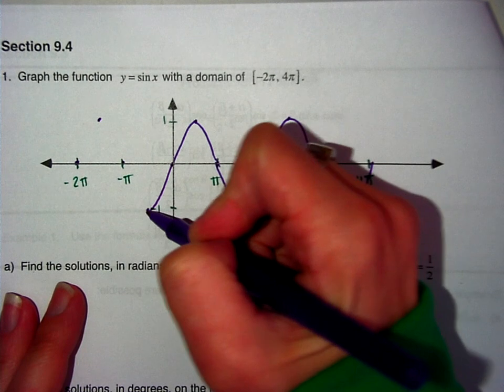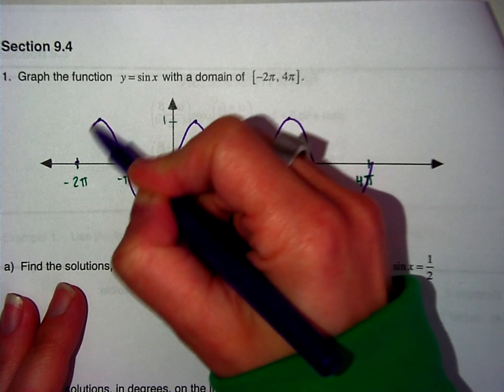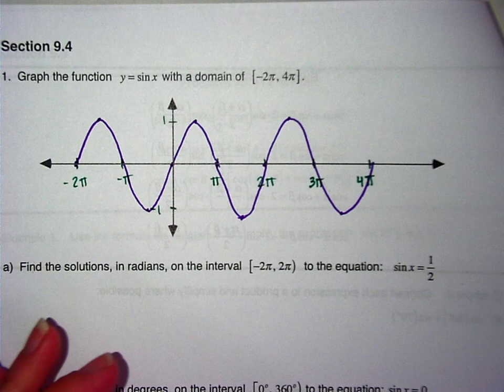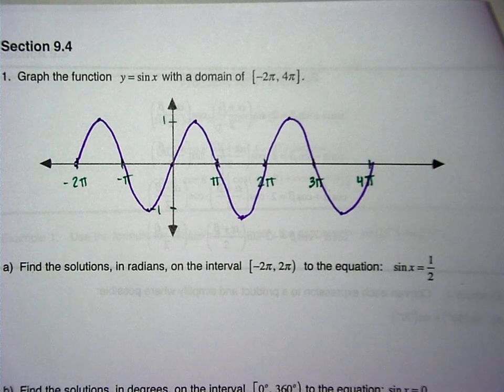Now when we're solving these trig equations, it's going to be important to graph more than just one period so that we can really see what's happening over time as it repeats itself. Part A says find the solutions in radians on the interval negative 2 pi to 2 pi. Notice including negative 2 pi but not including positive 2 pi to the equation sine of x equals 1/2.